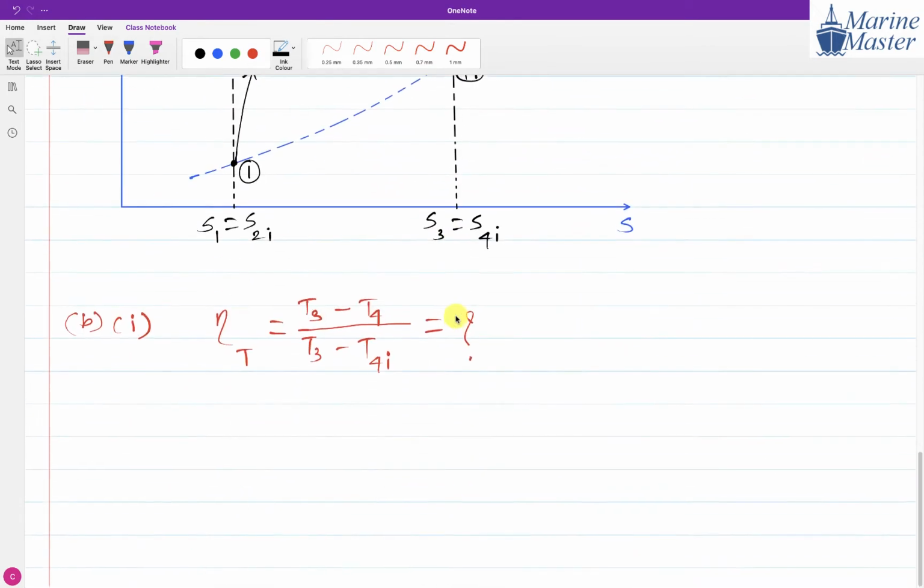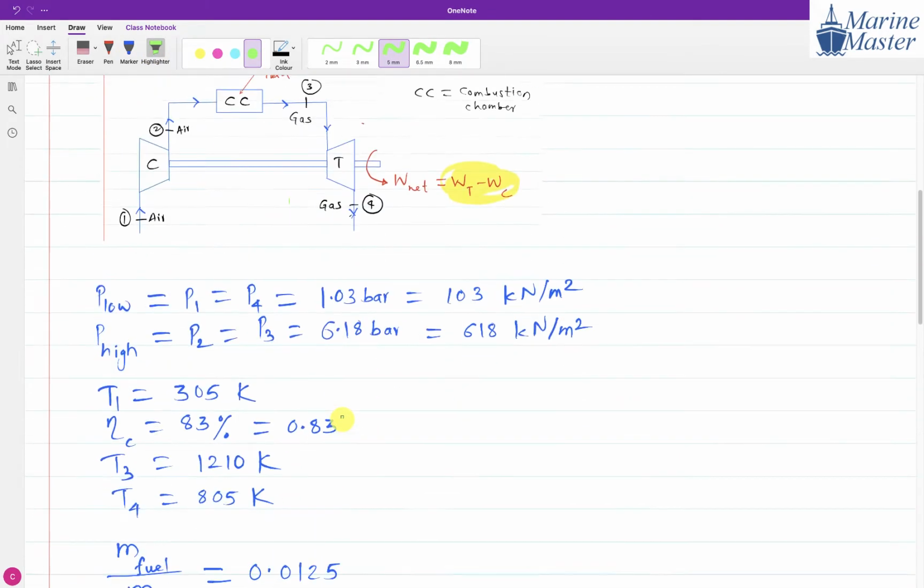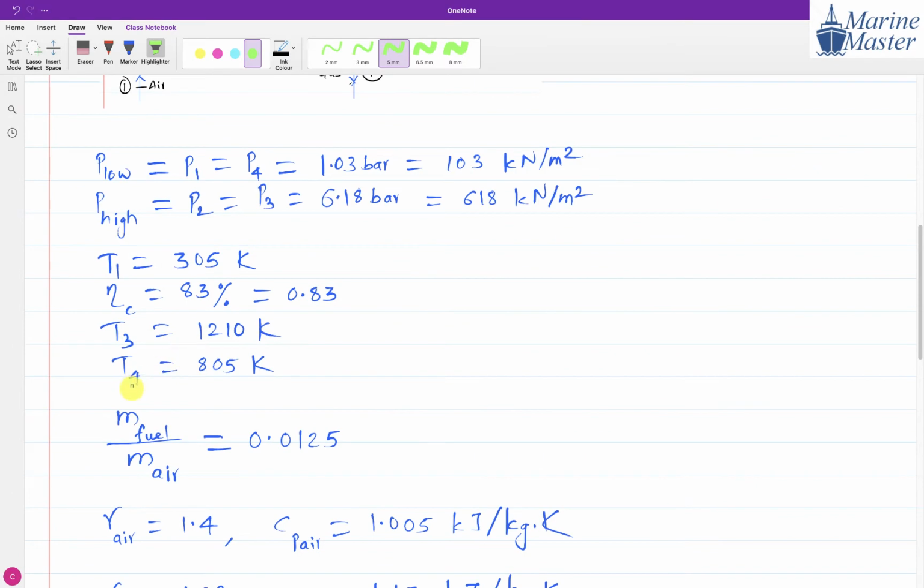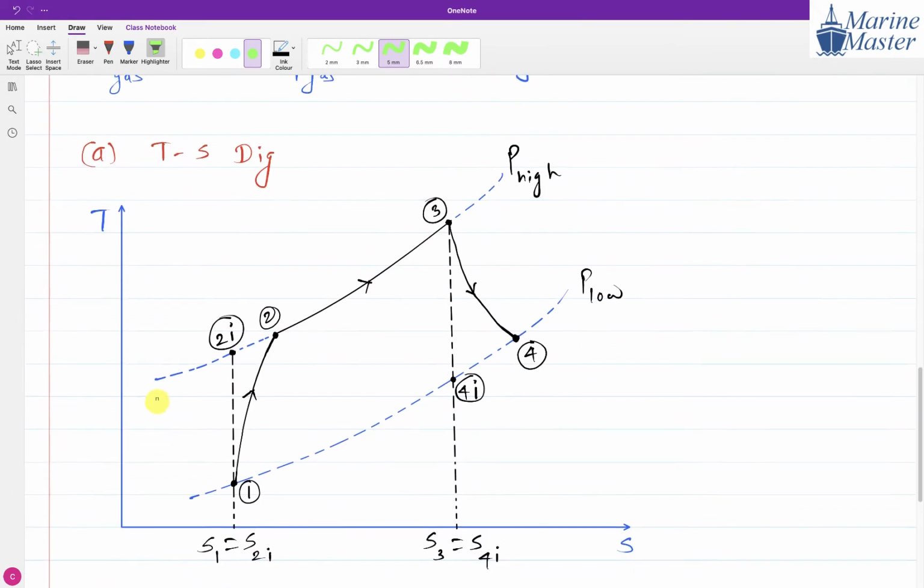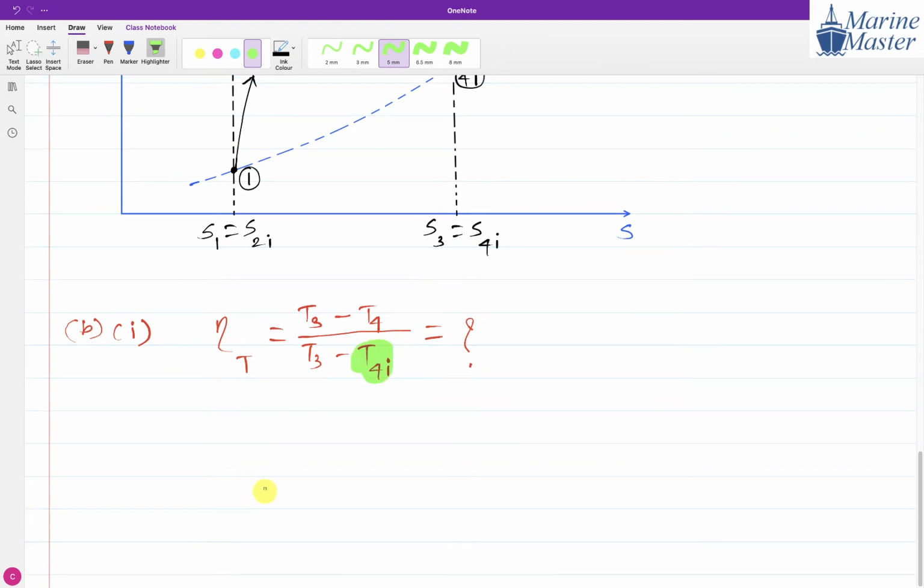And what is unknown here? If you want the isentropic efficiency of the turbine, we have T3 and we have T4. So only one thing is unknown in this relation, that is T4i. This thing is unknown to us. And how do we get that T4i?